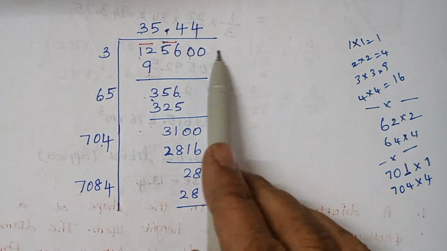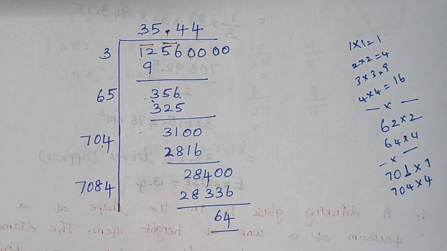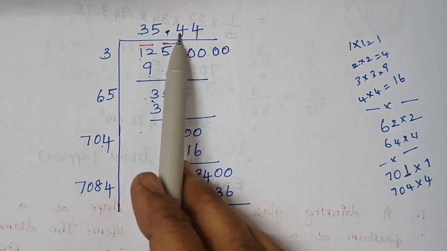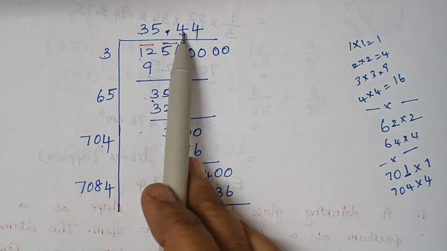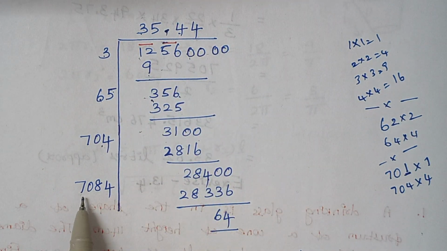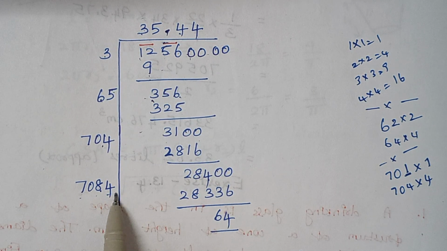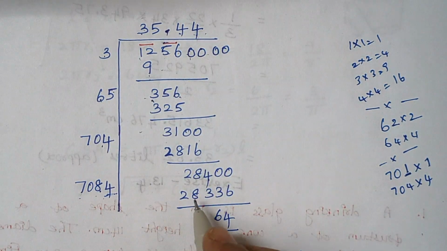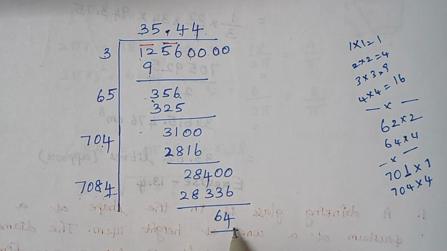Now again we have nothing to bring downwards, so I am adding 2 zeros here. So again when you move upwards, you see 35.4, okay? You can just neglect this dot. So 354 into 2 gives you 708. And again to this 708 we are adding 4, okay? 7084 multiplied by 4 gives the answer 28336. And here the remainder is 64.